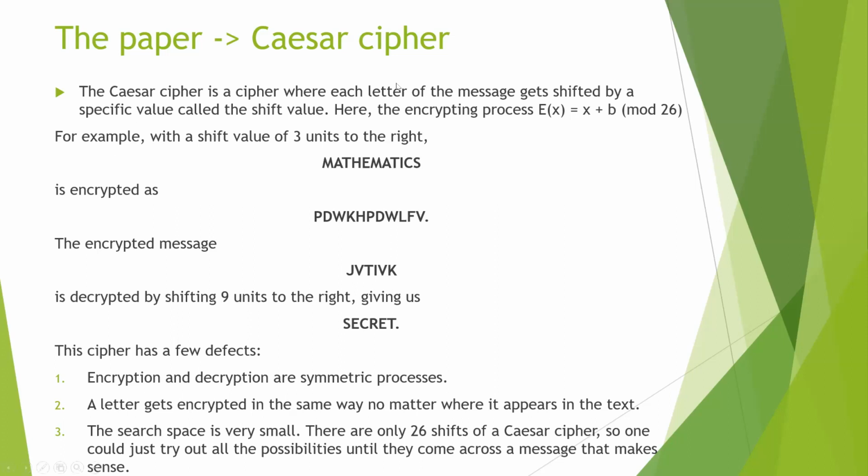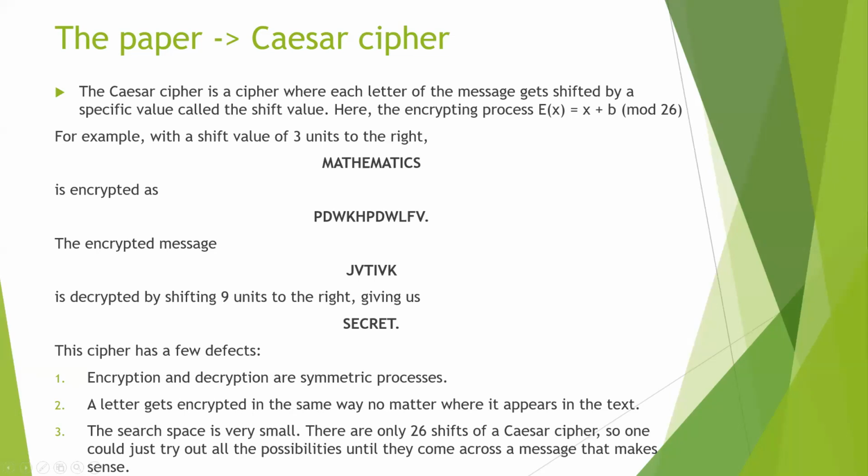Here is one of the ciphers, a Caesar cipher. This is a cipher where each letter of the message gets shifted by a specific value. For example, with a shift value of 3 units to the right, M becomes P: N, O, P. So M becomes P, A becomes D, and so on and so forth. The encrypting process is E of X is X plus B mod 26. As you can see, here are some encryption and decryption functions.